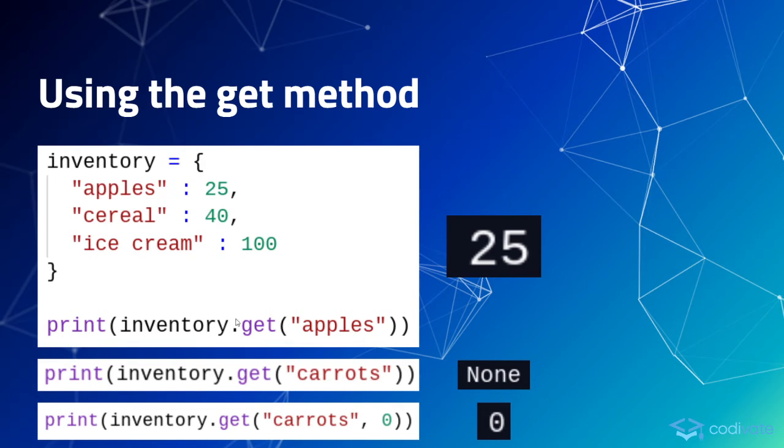So after we run this code segment, we will have a new key value pair, carrots as the key and 0 as the value.